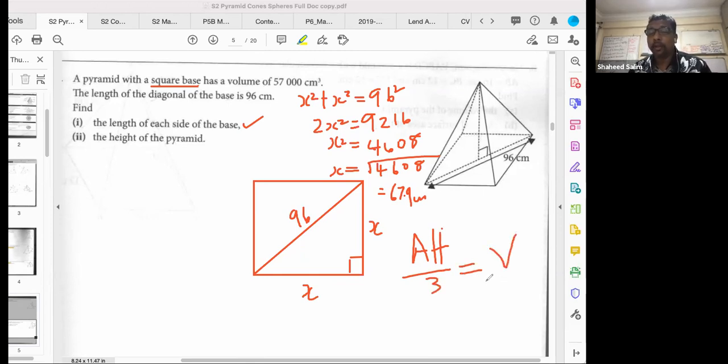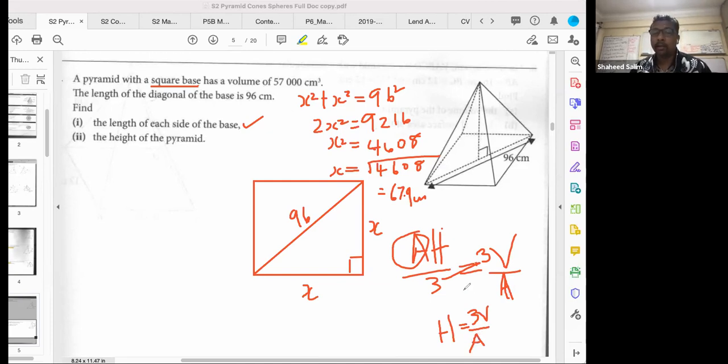Now how to do that? Okay, you see some method. We want to find height h. Push the 3 over here, becomes 3v. Push the A down, you get A down here. Can you see? h equals 3v over A. If you are confused by this method, please use the longer method.